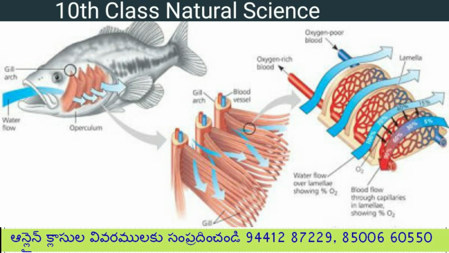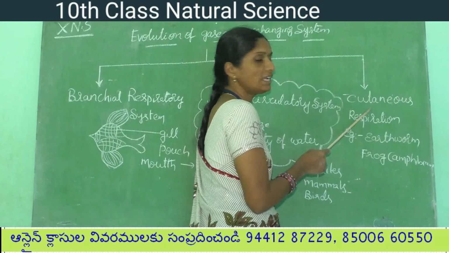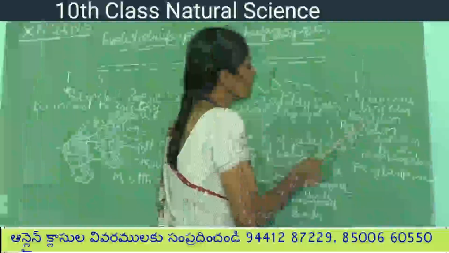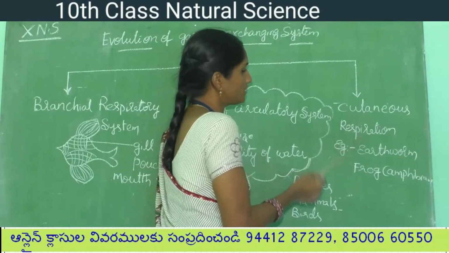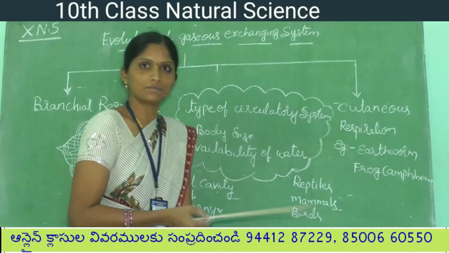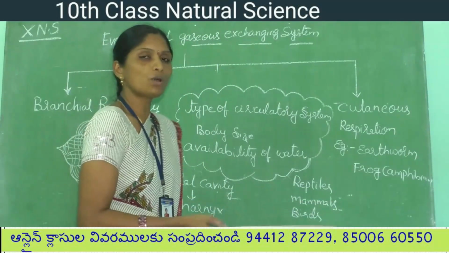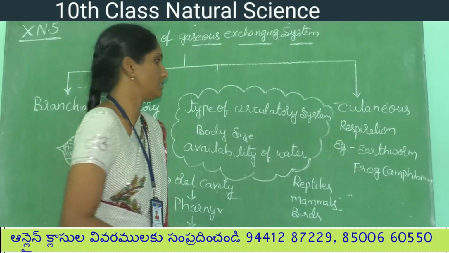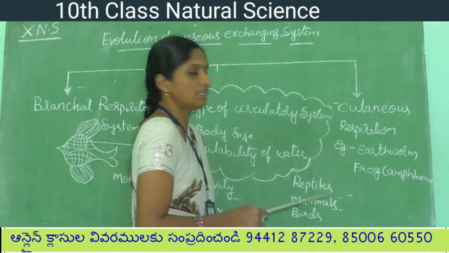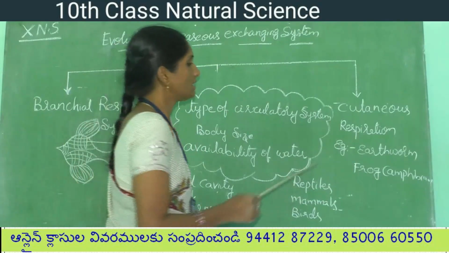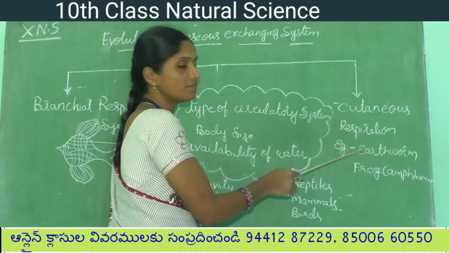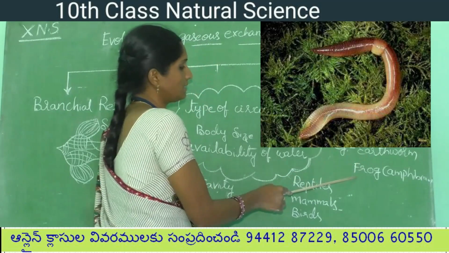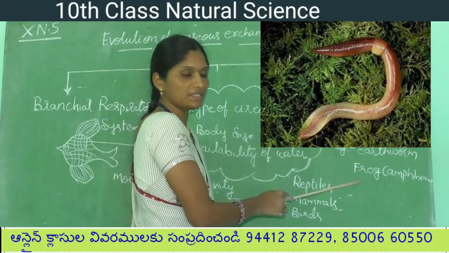The next respiratory system is the cutaneous respiratory system. What is the meaning of cutaneous respiratory system? Cutaneous means respiring through the skin. This occurs in the example of earthworm. The next example is frog.